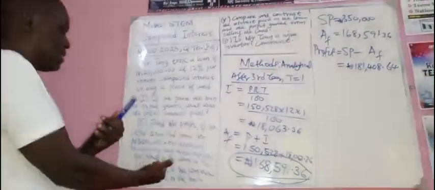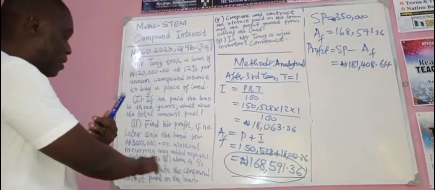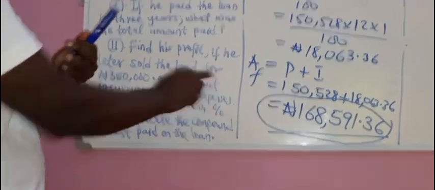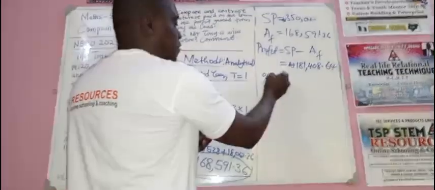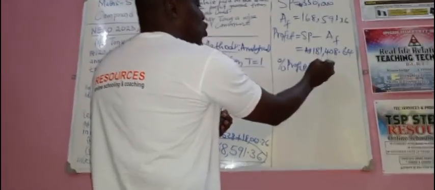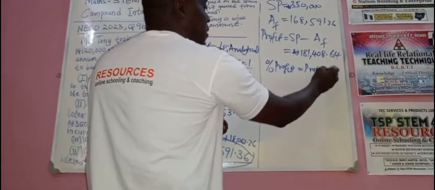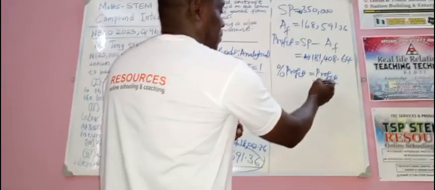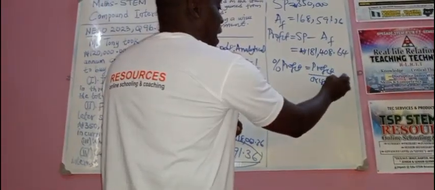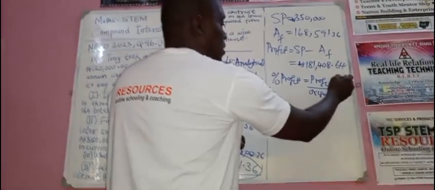Now, that is the end of that question from the NECO exam. I have now added some questions. What is number 2 above in percentage? That means this profit in percentage. The percentage profit will be that profit divided by the original capital, the original amount of the loan you got, times 100%.